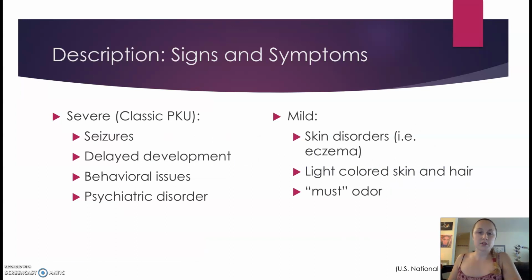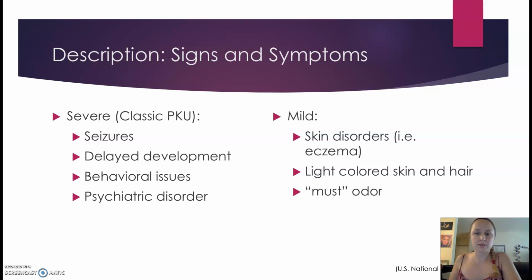So just some descriptions of the signs and symptoms. The symptoms depend on the level of severity of the reduction of phenylalanine hydroxylase function. So if there's very little to no function of this enzyme left, if it's severely reduced or absent, then the buildup of phenylalanine will be way more significant and can cause things like seizures, delayed development, behavioral issues, and psychiatric disorders, and other symptoms resulting from brain damage. And this is what we call classic PKU.